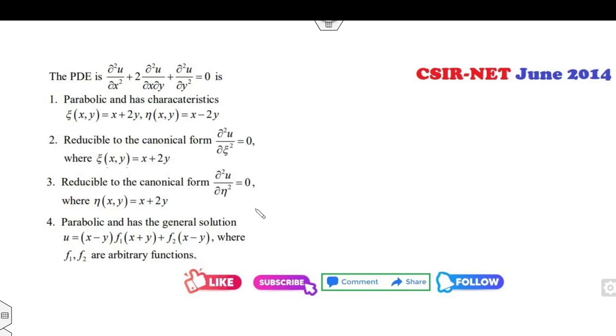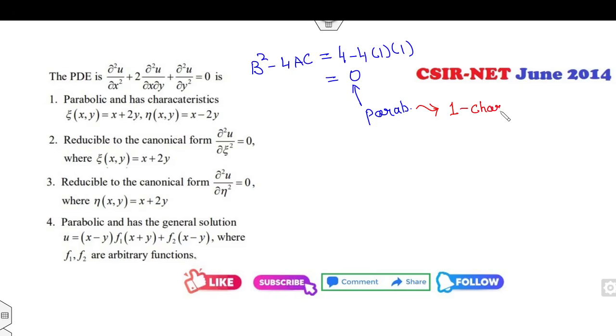Look at this another one. Now they are not talking about the solution. Yet you have to first find whether it's parabolic, elliptical or hyperbolic. What is the b square minus 4ac? b is 2, a is 1, c is 1, so it is 0. That means parabolic. Once it's parabolic, how many characteristic curves? You have only one real characteristic curve.